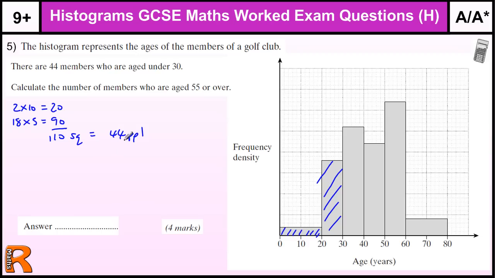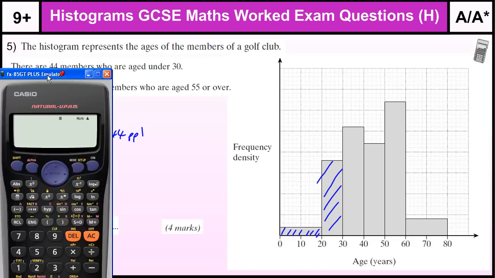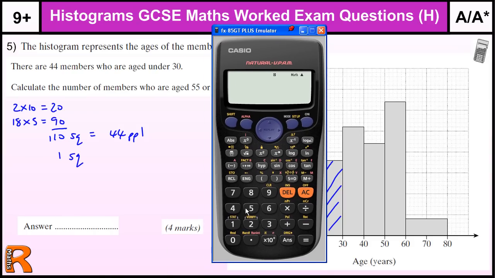So if we're going to work out how many are aged 55 or over, we work out what 1 square is worth. We'll bring our calculator in for this one. So 44 people divided by 110, each little square is going to be worth 0.4 of a person.